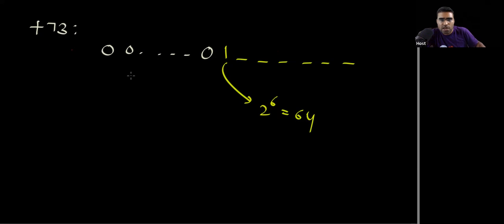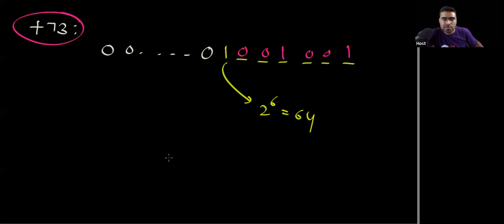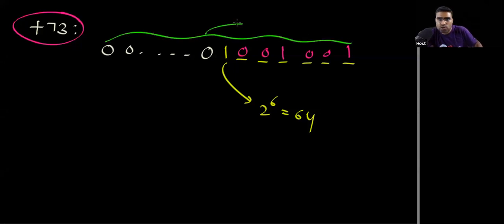Now I want 73. So 73 minus 64, I still need 9. Yes or no? I need 9. That will be 1001. That will be 9. The remaining will be 0. So this is your plus 73. Is this clear? Please tell me. This is the plus 73 in 32 bits. These are the 32 bits.